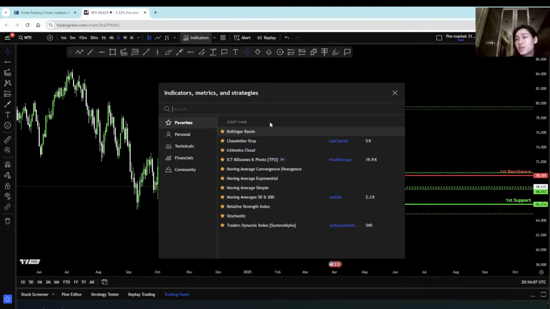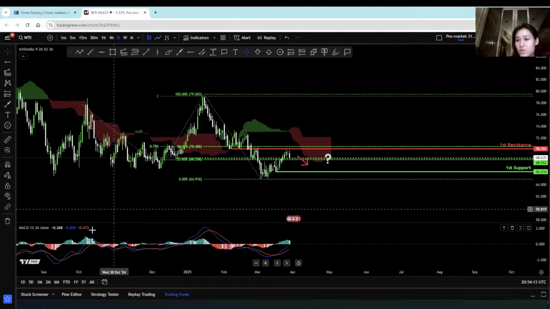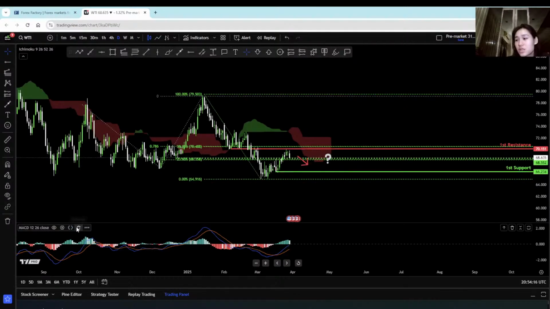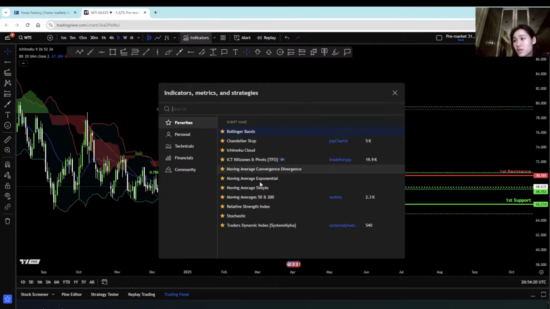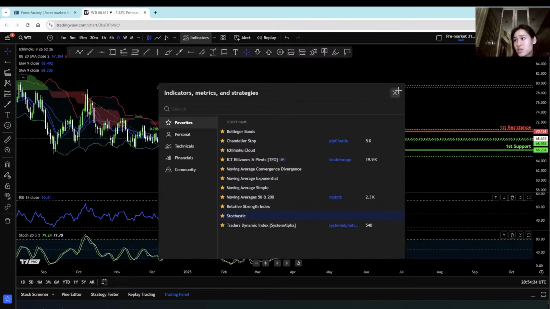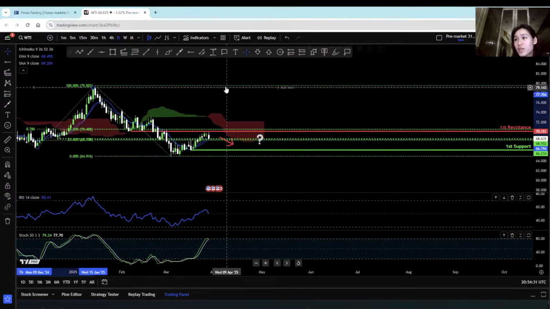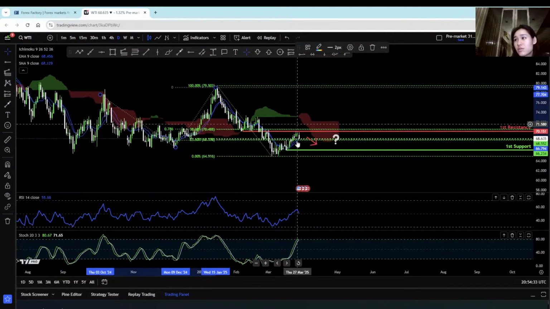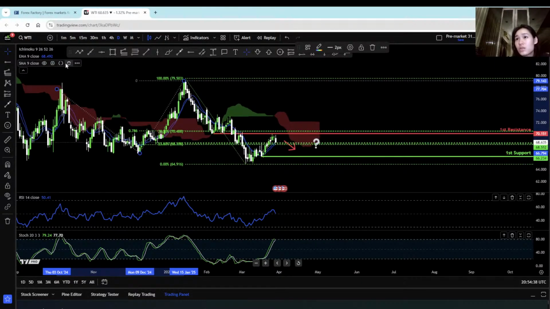Okay, let's look at some indicators. Price is moving below the cloud, so it is giving us a bearish signal. MACD is giving us a bullish signal, so I'm not using that. Bollinger Bands, EMA, SMA, RSI, stochastic. Bollinger Bands doesn't support our analysis, so I remove that. EMA and SMA recently crossed over, so that doesn't really support as well, so I'm going to remove that.